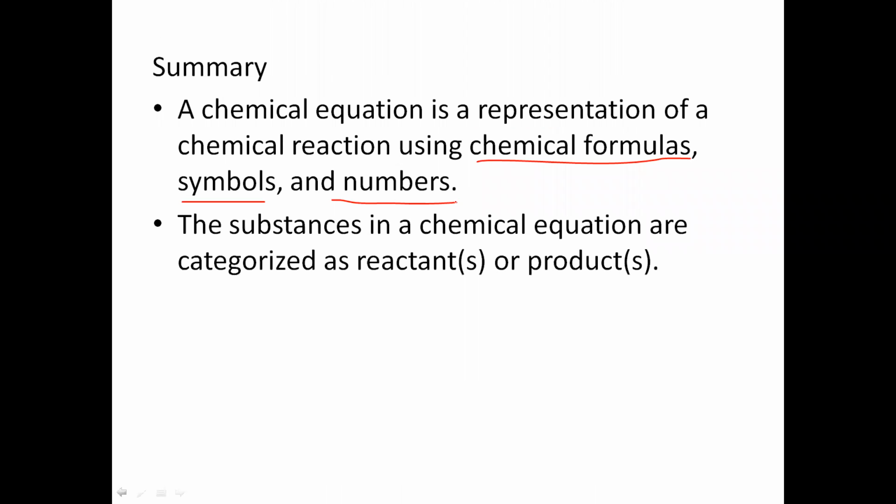Then the substances in a chemical equation, okay, when you say substances, it could be in the form of an atom or a molecule, okay, or a compound. So the substances in a chemical equation are categorized into 2 groups: the reactants, which begin the reaction, and the products, which is the result of the reaction. And usually the arrow sign points to the product, okay?